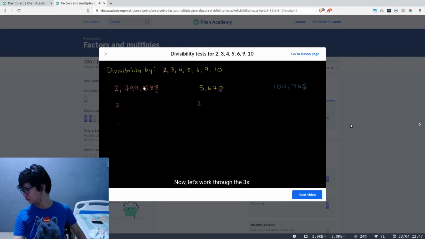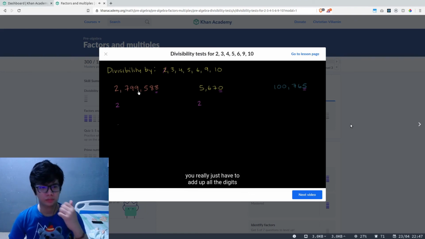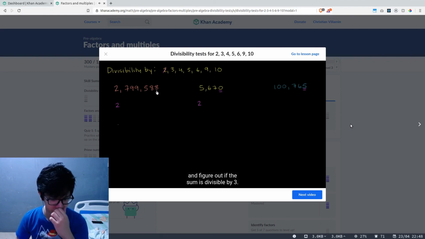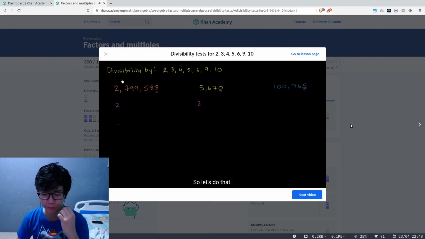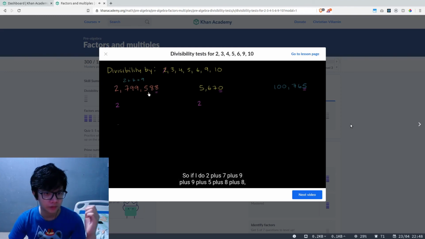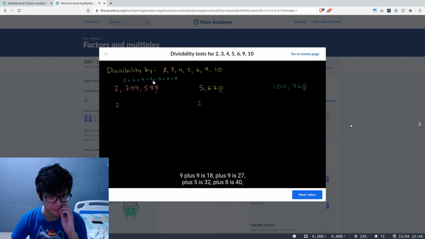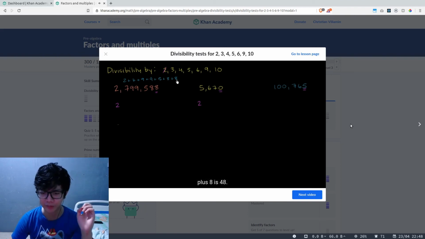Now let's work through the 3's. To figure out if you're divisible by 3, you really just have to add up all the digits and figure out if the sum is divisible by 3. So let's do that. If I do 2 plus 7 plus 9 plus 9 plus 5 plus 8 plus 8, what's this going to be equal to? 2 plus 7 is 9. 9 plus 9 is 18. Plus 9 is 27. Plus 5 is 32. Plus 8 is 40. Plus 8 is 48.